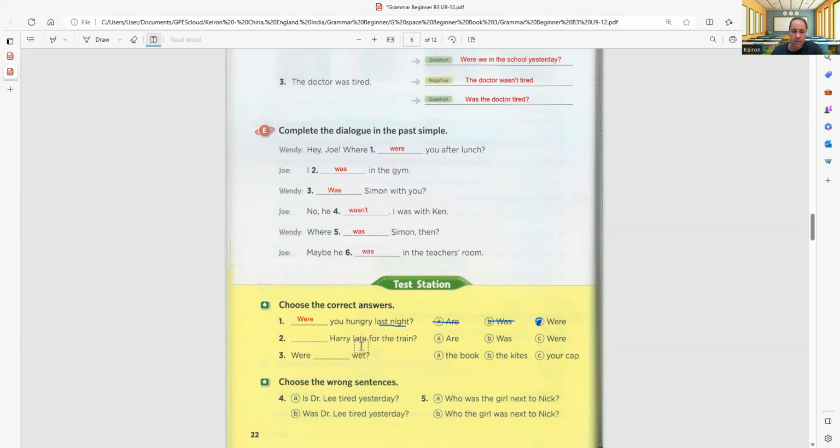Number 2, something Harry late for the train. Okay, not are, not were, just one person, Harry. It's got to be was. Was Harry late for the train? Okay. Were something wet? It cannot be the book because it's got to be more than one, or you. So your cap is only one as well. The kites, that works. Were the kites wet?